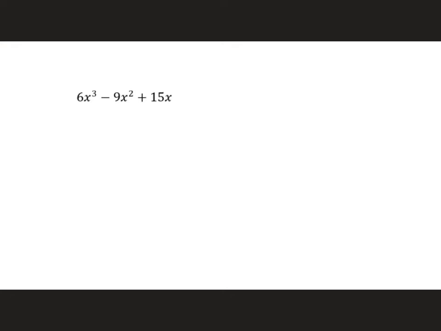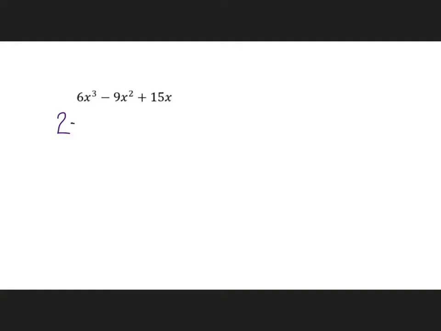Again, I'd like you to try this one on your own, and then we will check it. So the greatest common factor between 6x cubed minus 9x squared plus 15x. Between 6, 9, and 15, the greatest common factor should be 3.